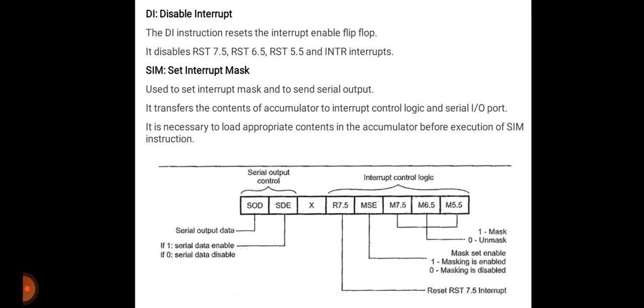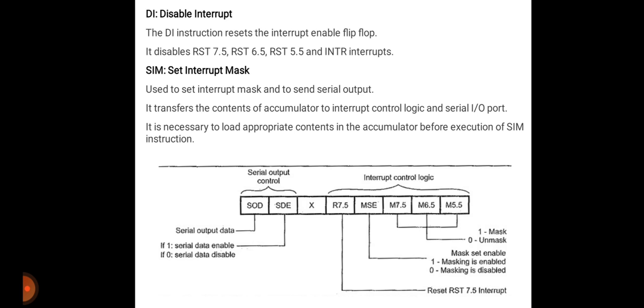So you can see in the figure, this is the SIM instruction format. Bits 0 to 2 will set or reset the mask bits for RST 5.5, 6.5, 7.5 of the interrupt mask register. Then bit 3 is used to enable the functioning of bits 0 to 2. Means it enables or disables the masking control.